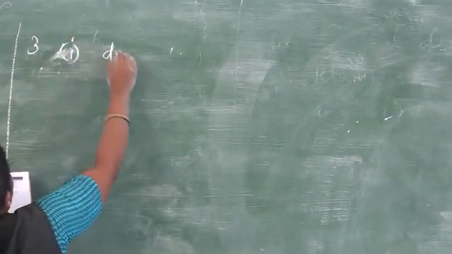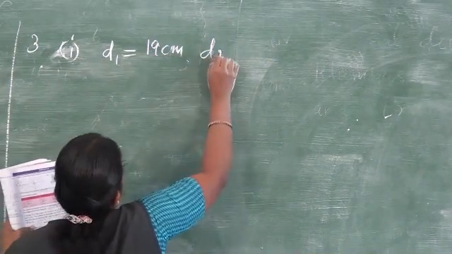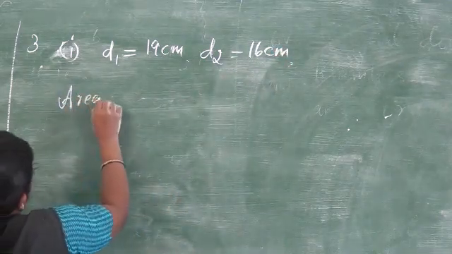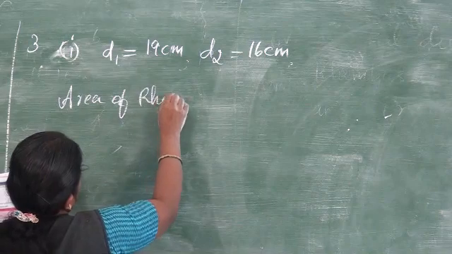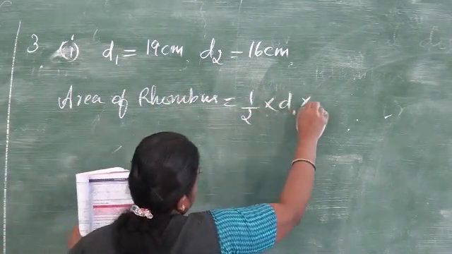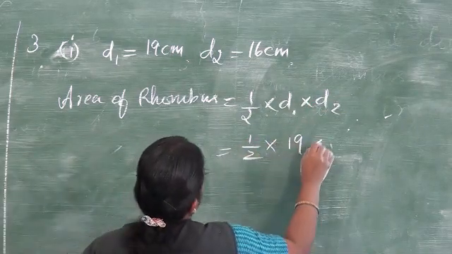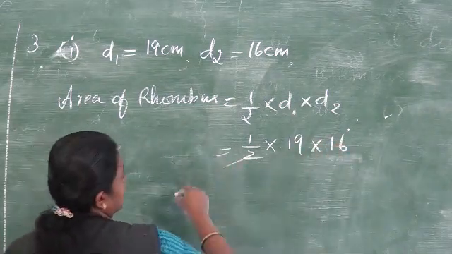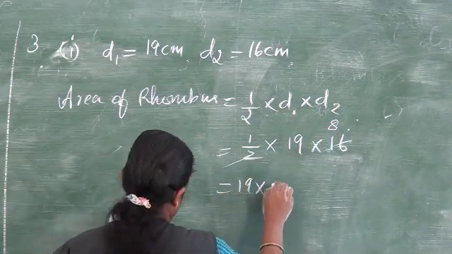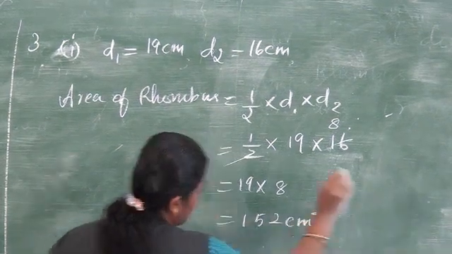D1 equal to 19 centimeter. What is D2? D2 equal to 16 centimeter. What is the area of a rhombus? Half into D1 into D2. What is D1 here? 19. D2 is 16. So I can cancel this one. How many 2s are in 16? 8 2s are. So 19 into 8. If you are multiplying, 152 centimeter square.